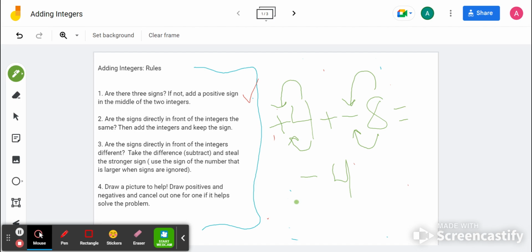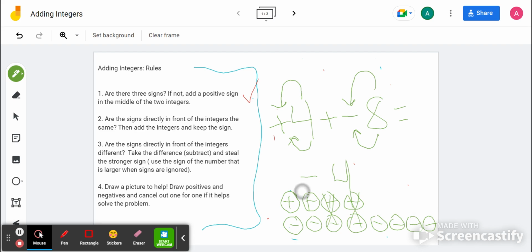And if I wanted to draw a picture to check it, I could put my 4 plus signs and then draw out 8 negative signs. And we could see that these 4 are going to cancel out because +1, if I add 1 and I take it right back away, I'm back to 0. So those 0 out and I'm left with -4.